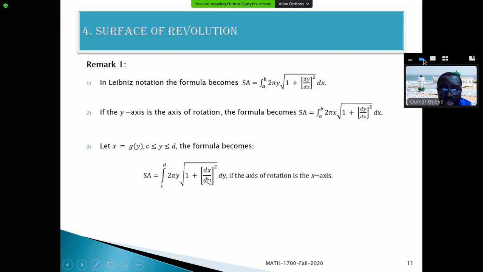And in this situation, as you can see, we have x equal to g of y. It means my function is in terms of y. That's why the derivative should be in terms of y. Same for the integral.